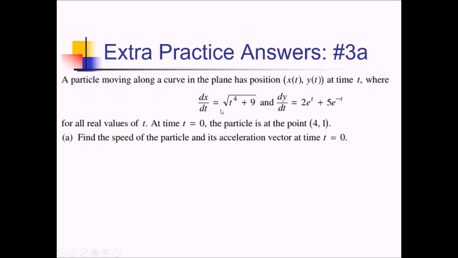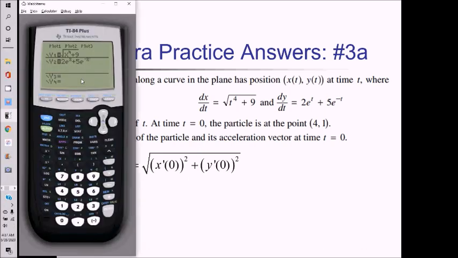So given that background, we now want to, for our first task, find the speed of the particle and its acceleration vector at time 0. All right, so to find speed, I'm going to need the square root of x prime of 0 squared, plus y prime of 0 squared. So basically this setup right here. I've already got x prime and y prime defined up here, so I just need to put those in my calculator.